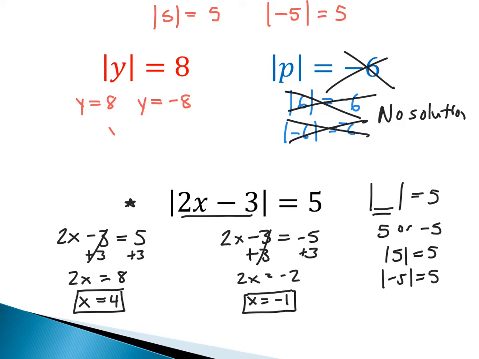What I'm saying is that if x is equal to 4, I'm going to result in 5 inside my absolute value bars, which is then going to give me 5. And if x is negative 1, when I plug that in for x here, that's going to give me negative 5 inside the absolute value. But the absolute value of negative 5 is also 5. So what we get here is two solutions. Both these solutions make this equation true due to the absolute value of that number.